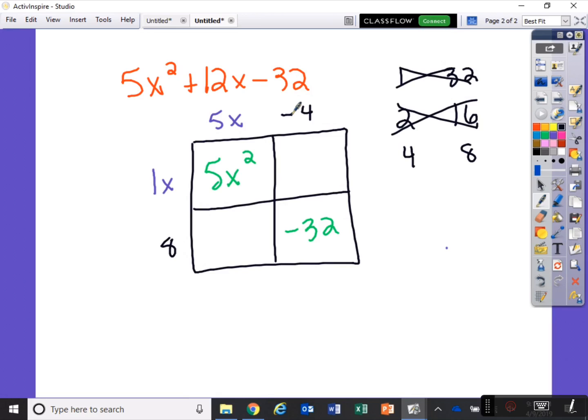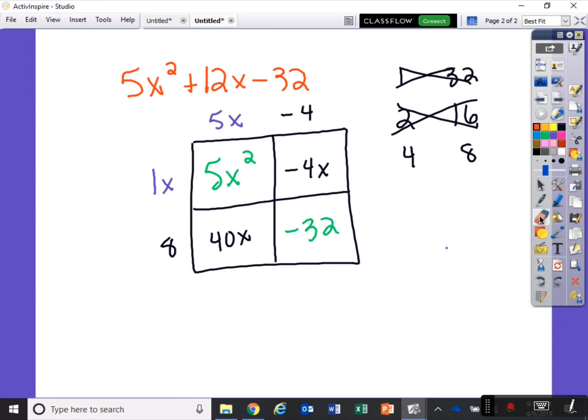Okay, so what's this box going to be? Negative 4x. And what's this box going to be? 40x. So 40 and negative 4 are going to make 36. Okay, so now that's not it.